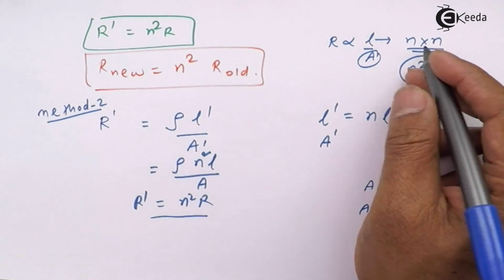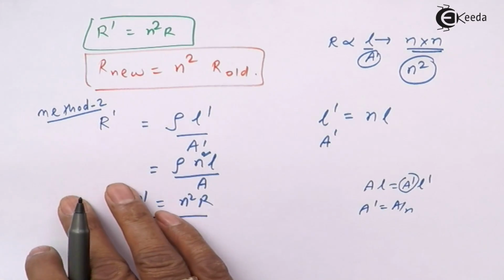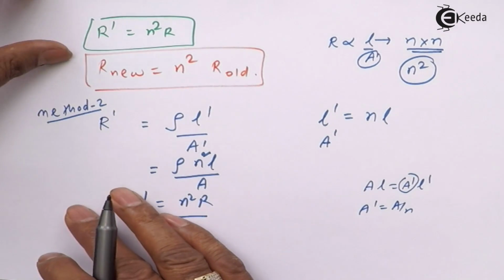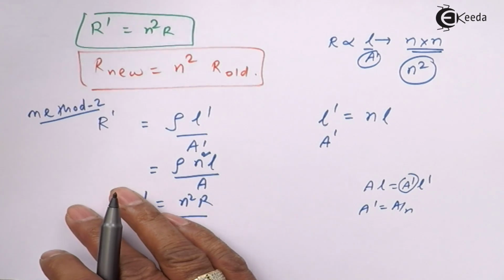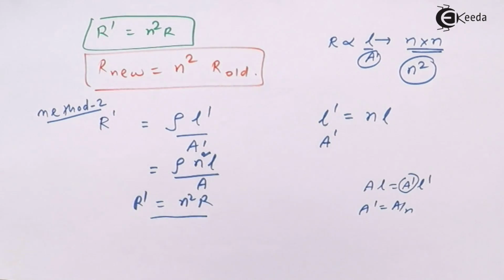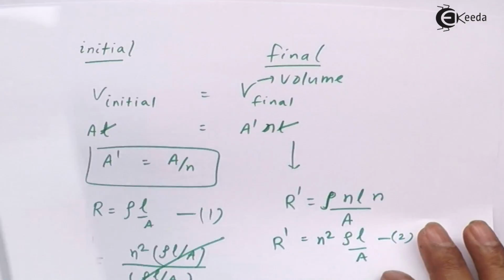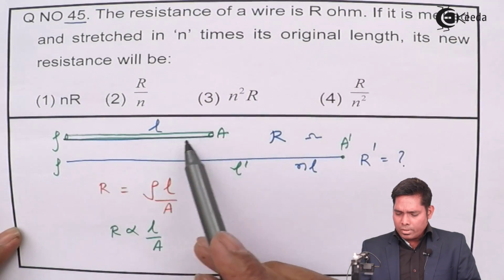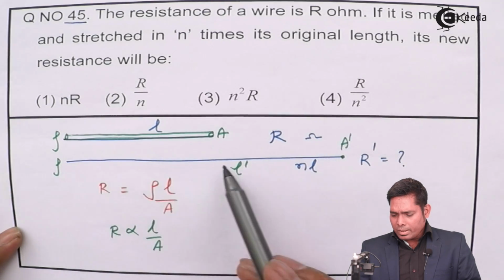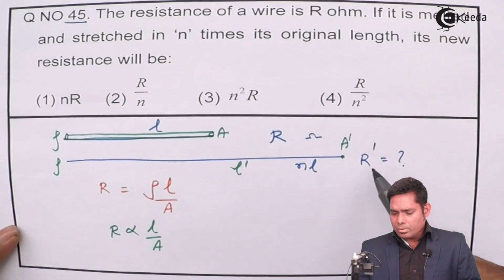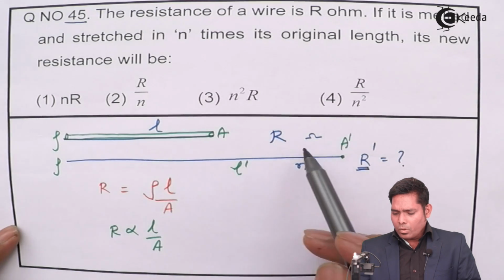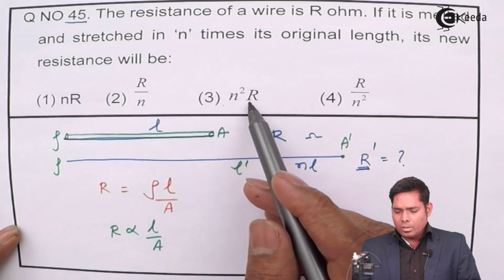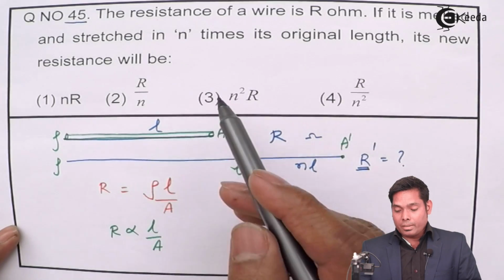This is the shortest method to solve. When you do this for the first time, you have to go through all the methods, but afterwards you can remember the formula. So this is the answer to this question, that we are getting n square times R. Whenever any wire is stretched, along with the increase in length there is a decrease in diameter, so the new resistance will always be n square times the old resistance, where n is the number of times the length is increased.